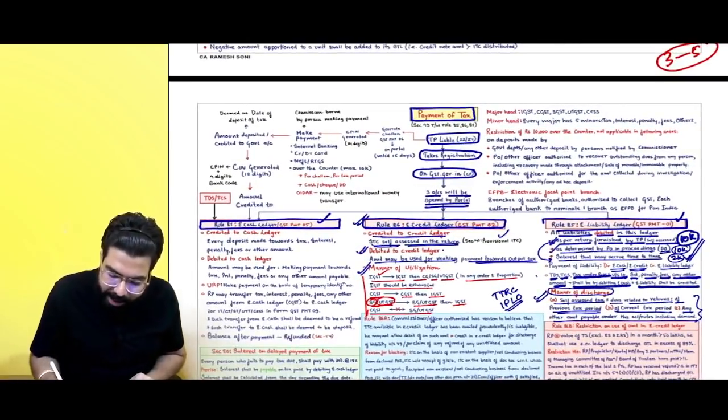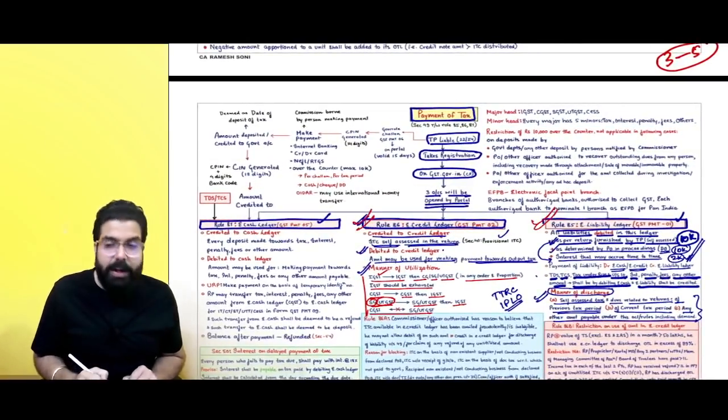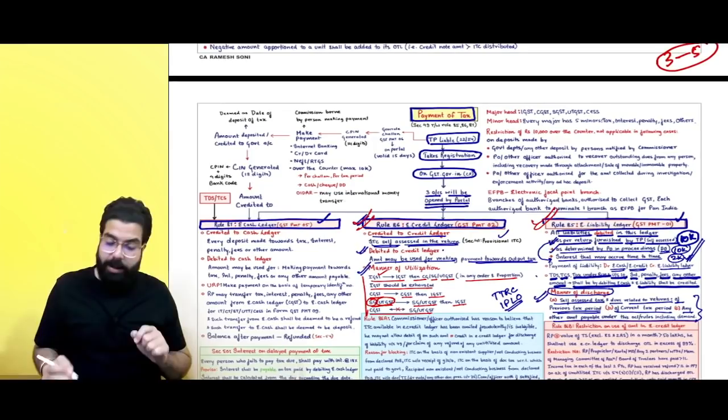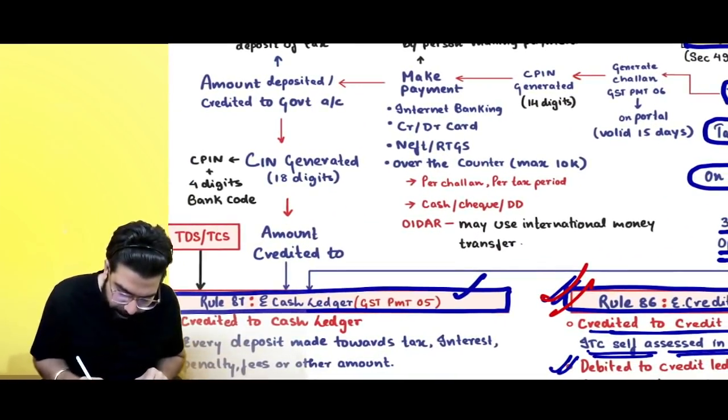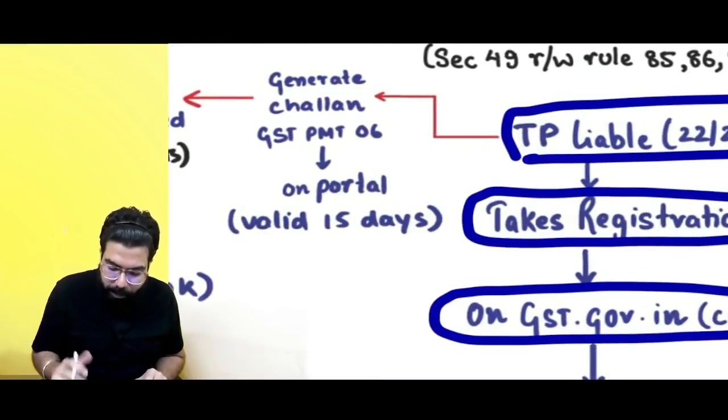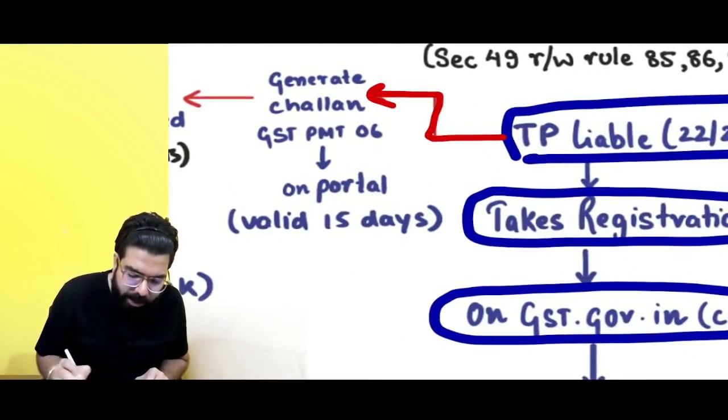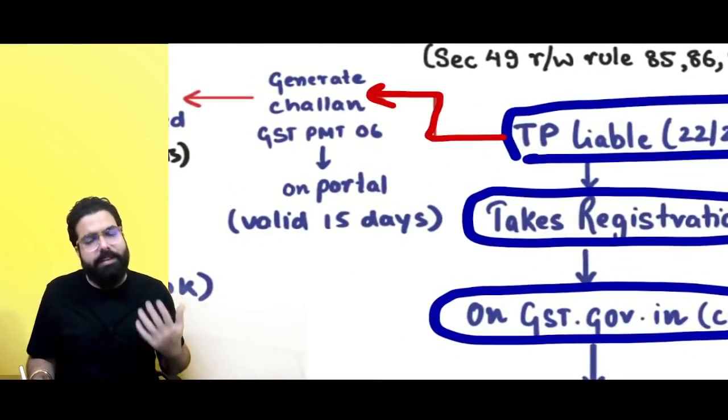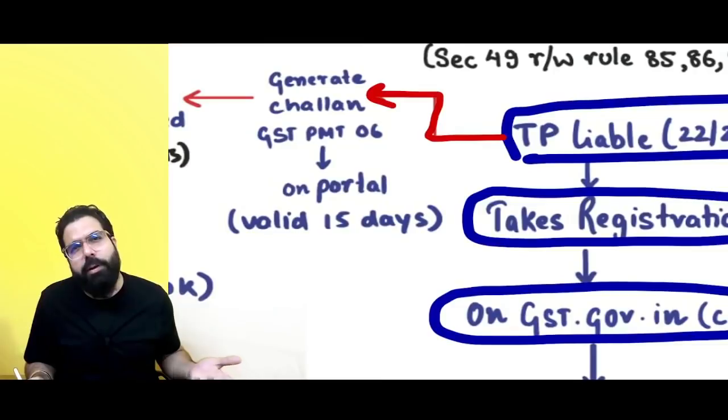Now, sir, I want to pay my liability. I use my credit. The remaining amount, I'll have to deposit. How do I make a deposit? In my e-cash ledger. Always remember one thing. If you are a taxable person, which means you are a registered person, taxable person also includes a registered person.